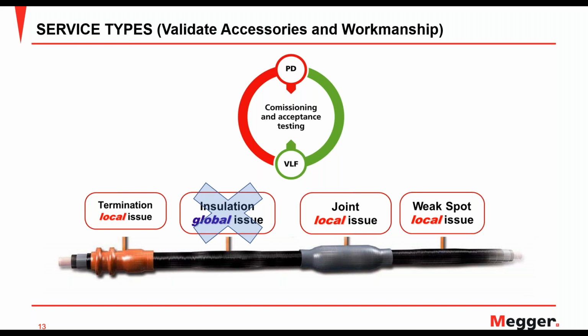Now, since we don't have tan delta being performed here, we don't really get the global assessment of the installation condition. But if you think about it, from the manufacturing process, there shouldn't be any cellulose degradation. There should be no water trees if it was handled and transported correctly. So that tan delta measurement, again, is not really going to be consequential in this case.